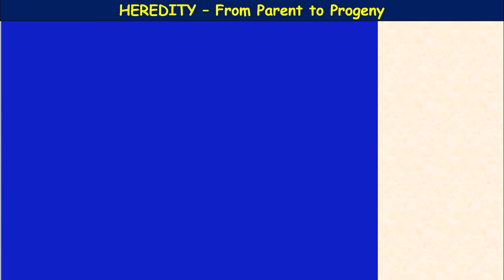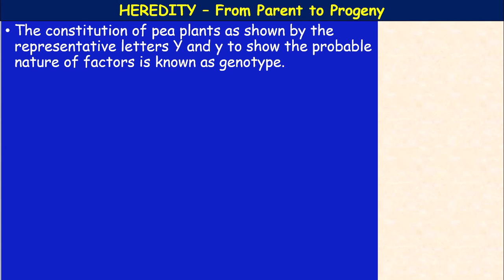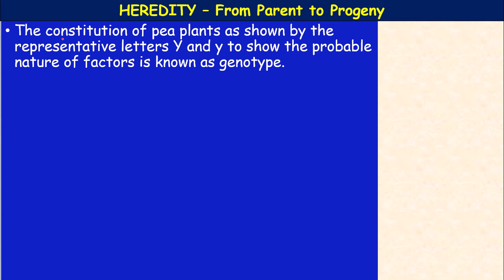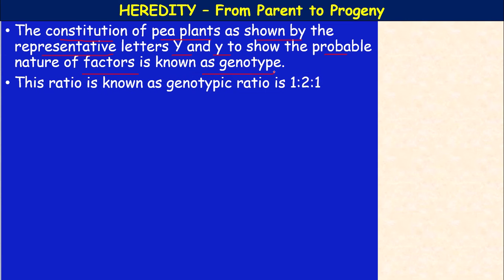Are you ready children? Let us proceed. In today's session we are going to have a very interesting discussion. The constitution of pea plants as shown by the representative letters capital Y and small y, to show the probable nature of factors, is known as genotype. The ratio is known as the genotypic ratio.